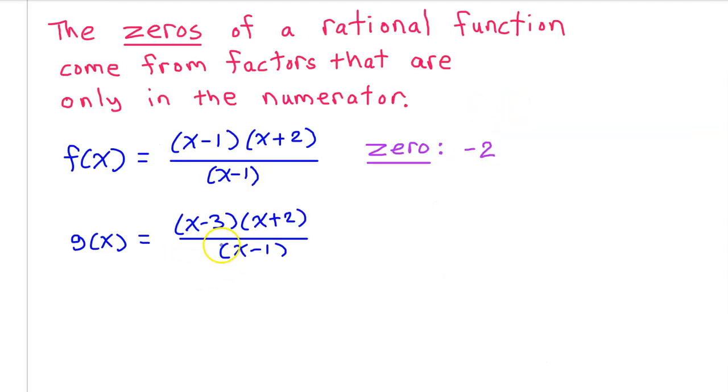What are the zeros of this function g of x? The zeros of g of x are 3 and negative 2, because x minus 3 and x minus 2 are both only in the numerator.